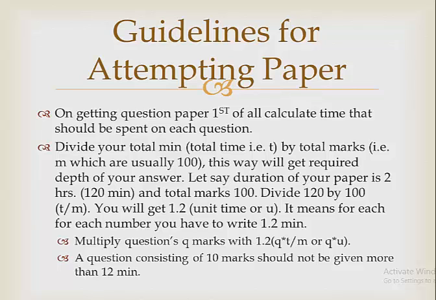The formula is very simple. You need to divide the total minutes by the total marks. As we have 120 minutes in case of the 2 hour paper and 100 marks, 120 divided by 100 gives you 1.2. So for a single mark, you can spend 1.2 minutes. In this way, you can calculate the time for a complete question. Let's say you have a question of 10 marks, the total time you need to spend on that question is 12 minutes, because you multiply 10 by 1.2 and you get 12 minutes. So in this way, you need to calculate the time that you can spend on each question.